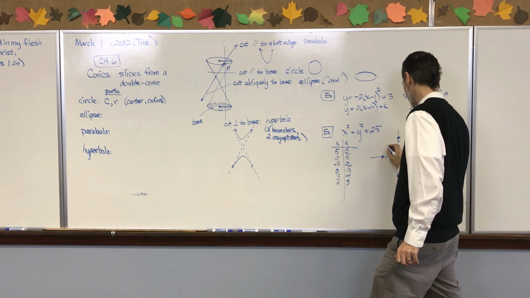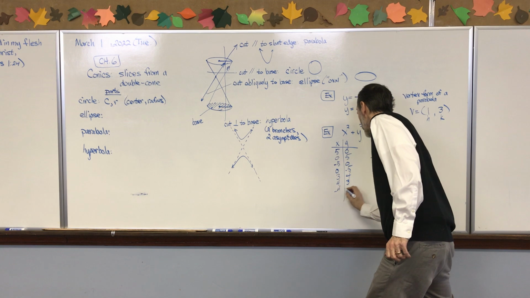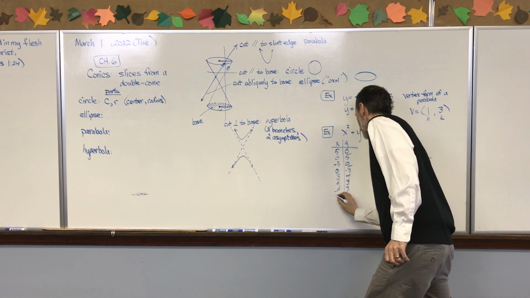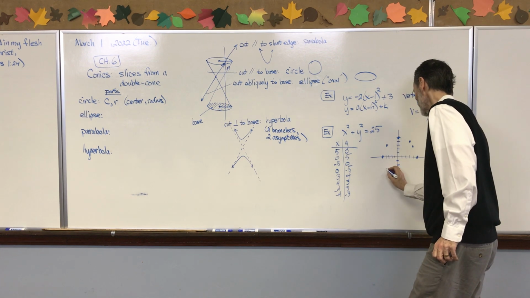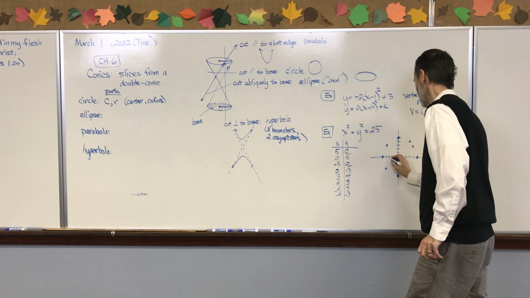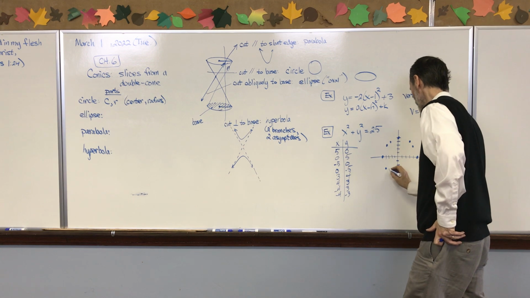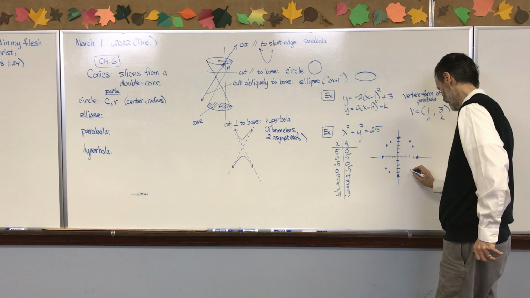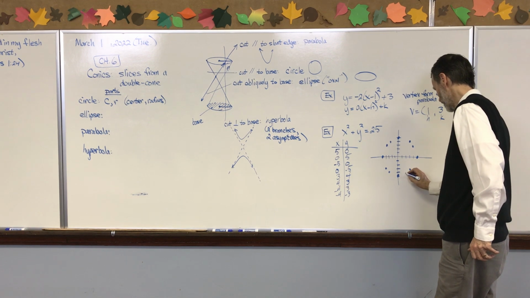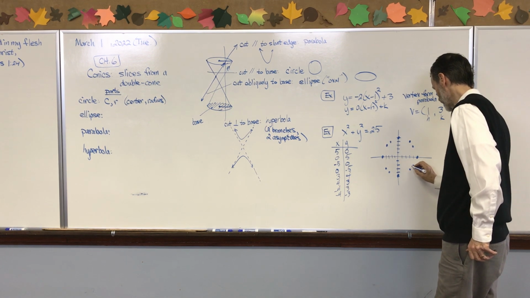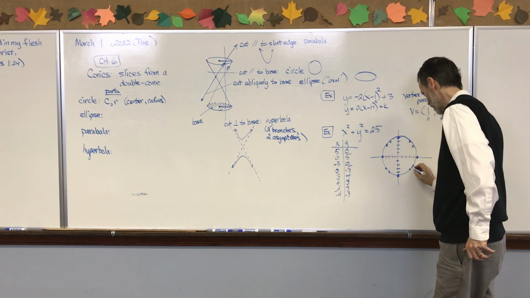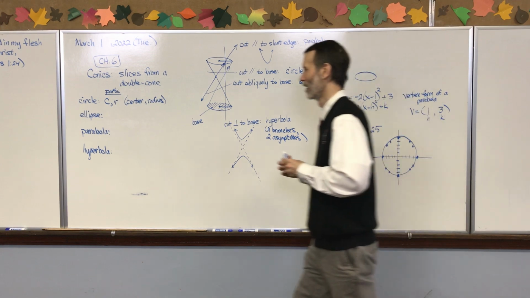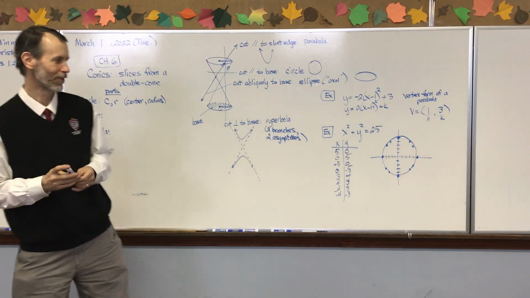-4 comma 3 works. -4, -3 works. Do you get the idea? -3 comma 4. -3 comma -4. And I think 3 comma -4. 4 comma -3. Yeah, it's a circle. It's a badly drawn circle.